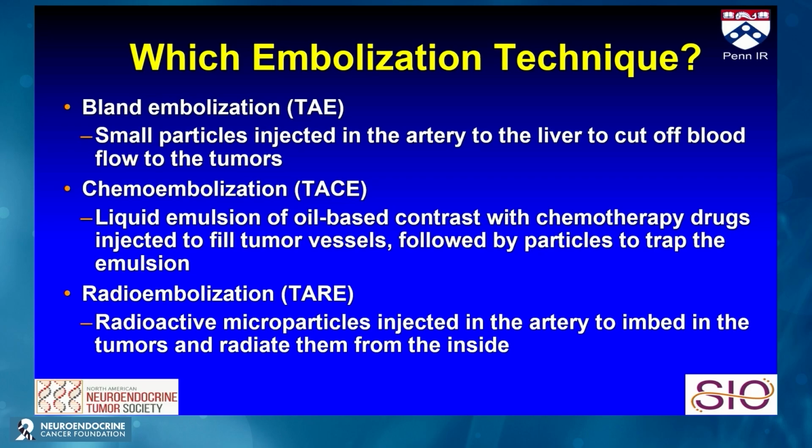And then finally, we have radioembolization, which is a completely different technique. With radioembolization, we use tiny little radioactive microparticles or seeds. We instill them in the artery of the liver. They sail out in the liver. They get embedded in the tumor, and they radiate the tumor from the inside out, but they don't cut off the blood supply because they're so tiny.